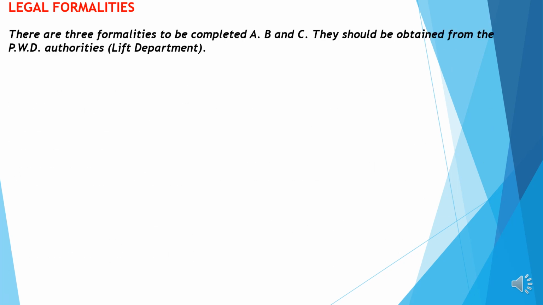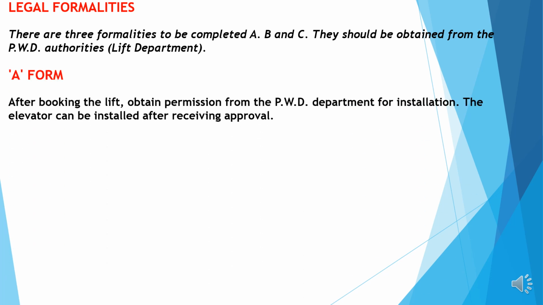Legal formalities. These are the three formalities to be completed, A, B and C. They should be obtained from the PWD authorities, that is the lift department. A form. After booking the lift, obtain permission from the PWD department for installation. The elevator installation can be started only after receiving approval.